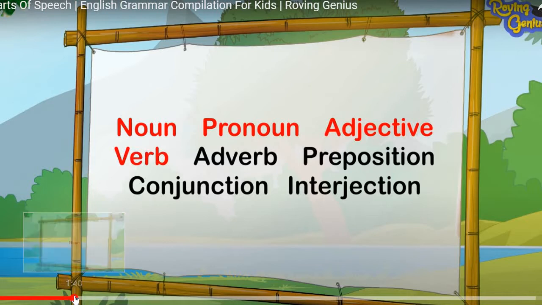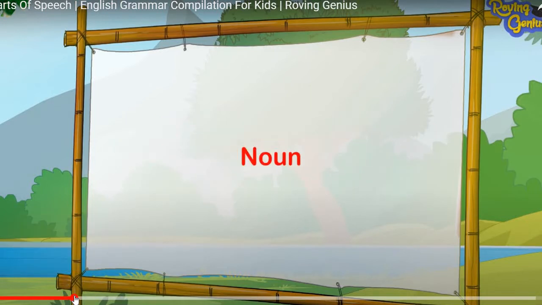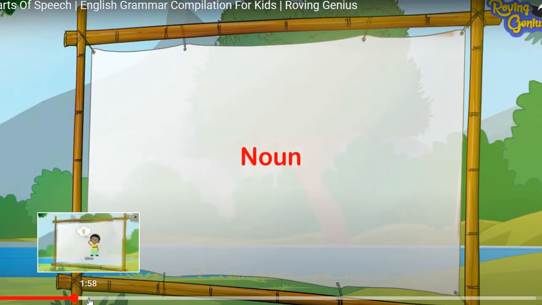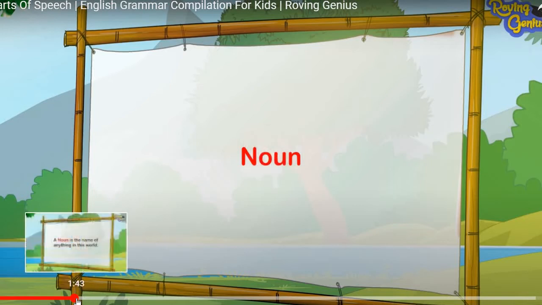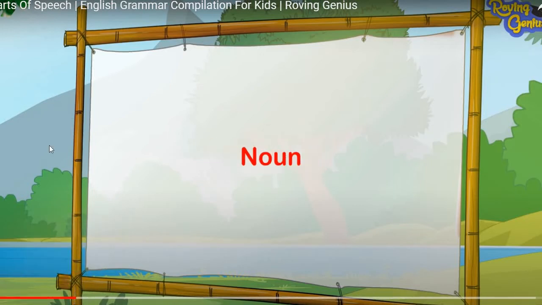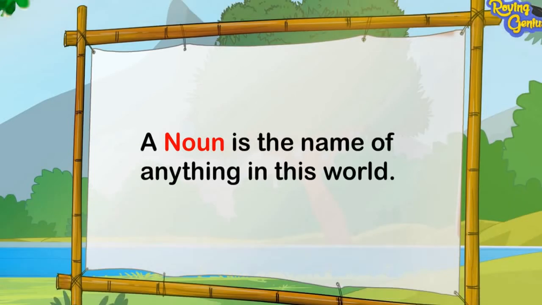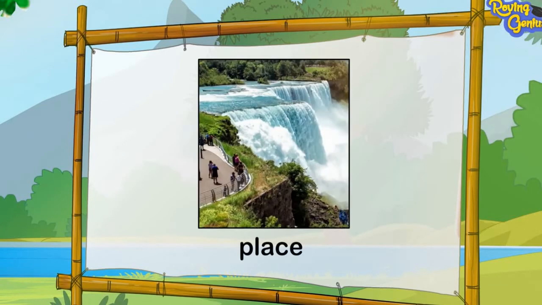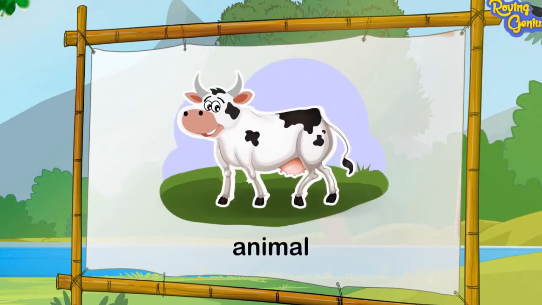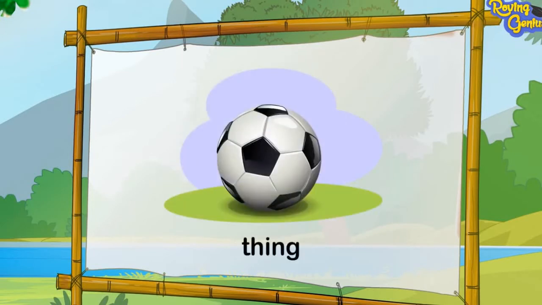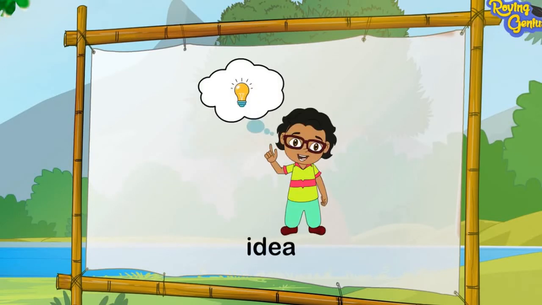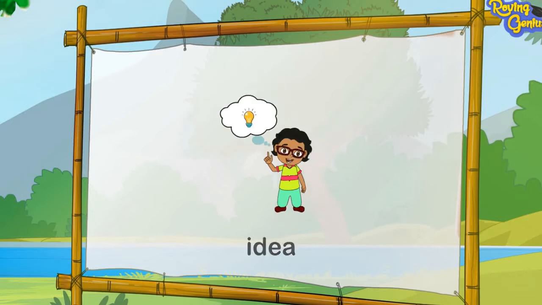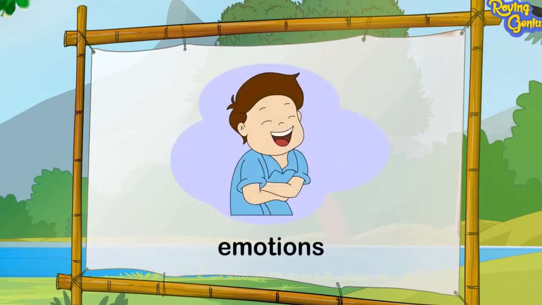Now let's start with the first part of speech, which is the noun. The noun, of course, is a name of a place or a person or an animal or anything in this world. So the noun is a name. A name of what? A person, a place, an animal, a thing, an idea, or emotions.